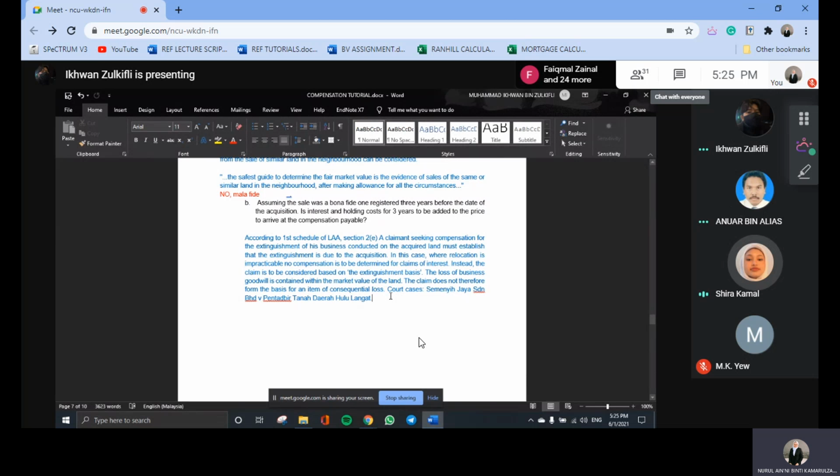Shira. Okay, B. Assume this sale was bona fide one registered 3 years before date of acquisition. Is interest and holding cost for 3 years to be added to the price to arrive at the compensation payable? So, Ikhwan answer is, according to first schedule Land Acquisition Act section 2E, a claimant seeking compensation for the extinguishment of his business conducted under required land must establish that the extinguishment is due to the acquisition. In this case, relocation is impracticable. No compensation is to be determined for claim of interest. But instead, the claim is to be considered based on the extinguishment basis. The loss of business goodwill is contained within the market value of the land. The claim does not, therefore, form the basis of an item of consequential loss. Referred to court case Seminyak Jaya versus Pentadbir Tanah Langat.